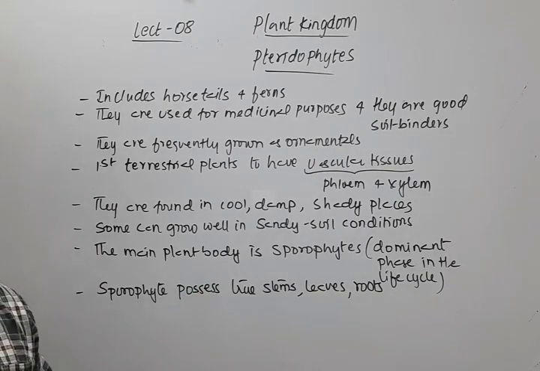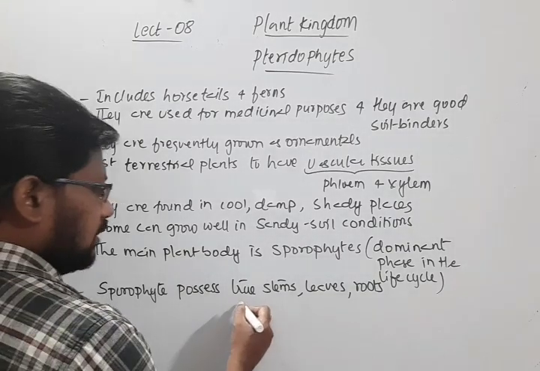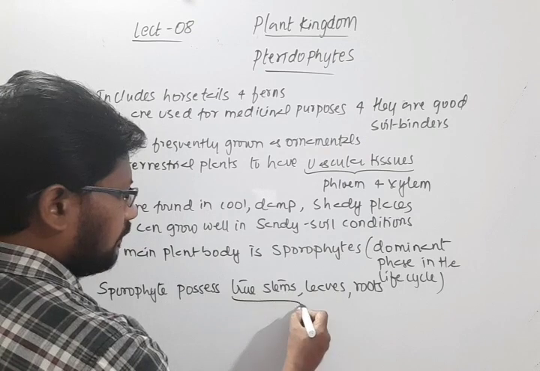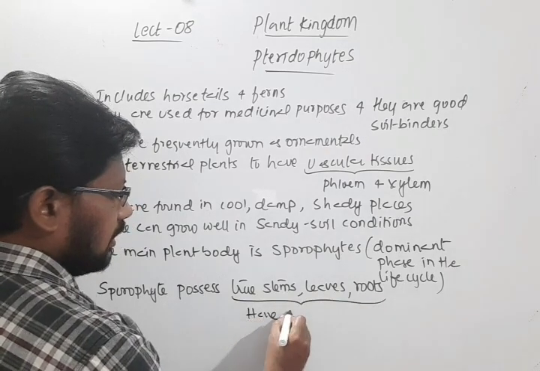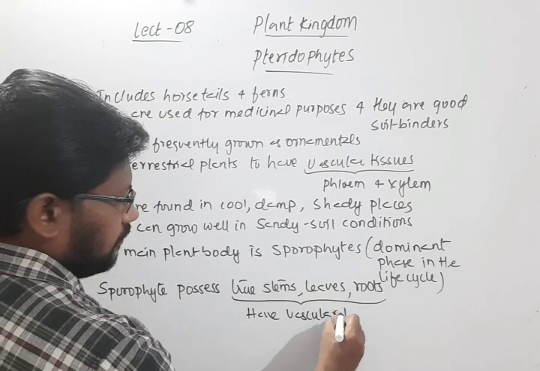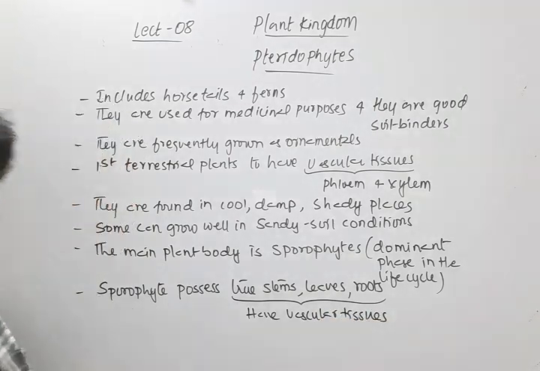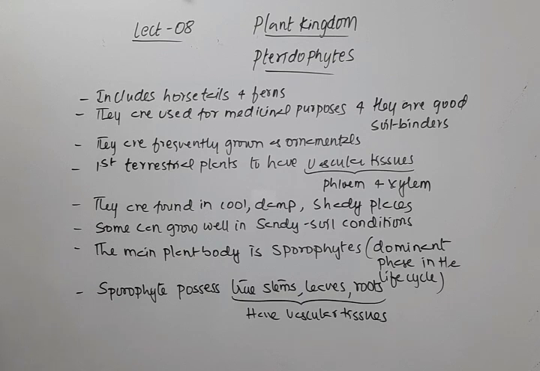So in the earlier group, that is bryophytes, we did not see any true parts. All those are root-like, stem-like, leaf-like. So here, these true stems, leaves, and roots all have vascular tissues, that is xylem and phloem, present in roots, in stems, and also in leaves. Then in some, the leaves may be small.